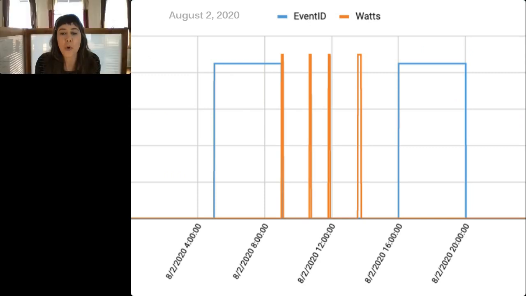So this is just to show a couple instances where CTA-2045 was used on the water heater specifically. This is showing the water heater control using CTA-2045 shed commands.